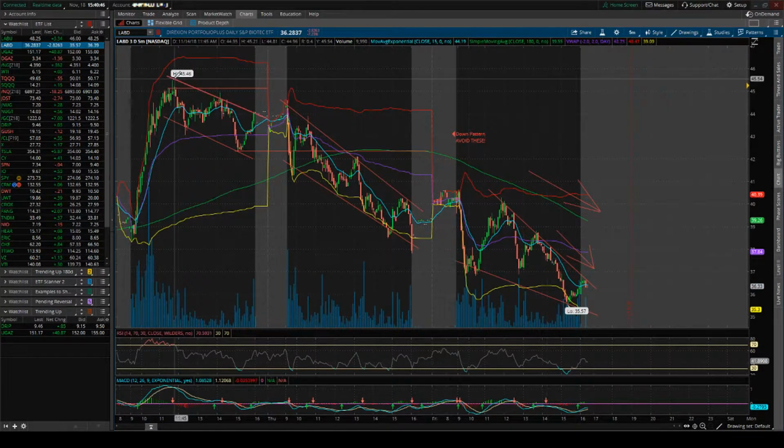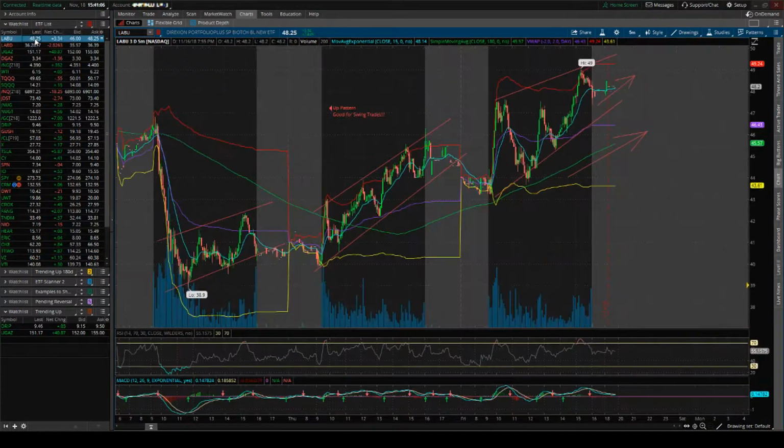Okay, so these are the types of patterns that you have to be able to recognize when you look at a stock and realize, okay, well, this stock is clearly trending down. Okay, this is something you want to avoid.